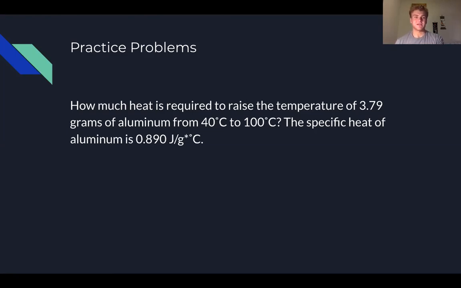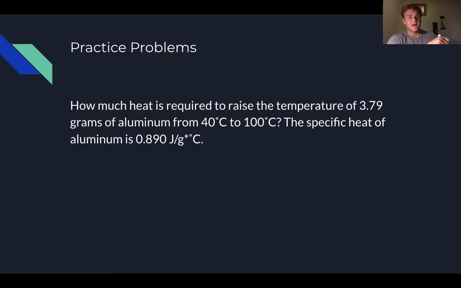The specific heat of aluminum is 0.890 joules per gram times Celsius. So if you know how to do this, great. Go ahead, hit pause, see if you get the answer right. But for those of you who don't know how to do it, what we're looking for here is what's happening in the reaction, or what's happening in the equation.